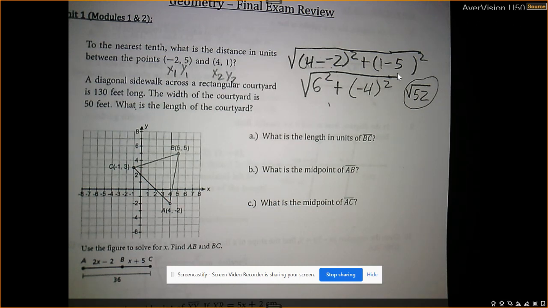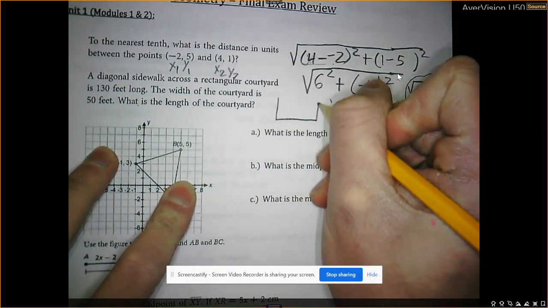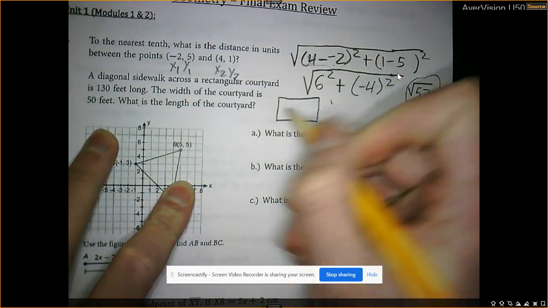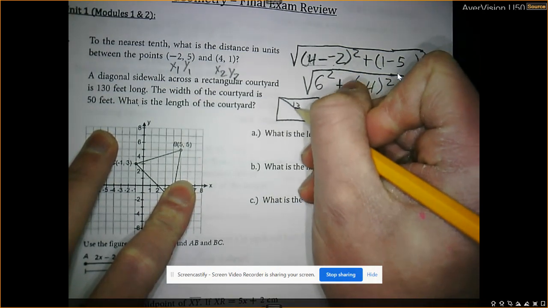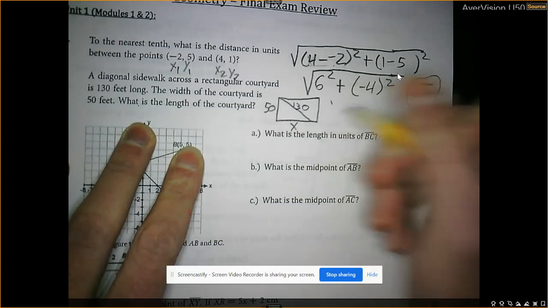Okay. A diagonal sidewalk across a rectangular courtyard is 130 feet long. The width of the courtyard is 50 feet. What is the length of the courtyard? Well, it's talking about something we can draw. So we're going to draw a rectangular courtyard, which is why I was saying I don't really want to run out of room here. Rectangular courtyard. Diagonal is 130. And then the width of the courtyard is 50. Okay, so we are trying to find this.